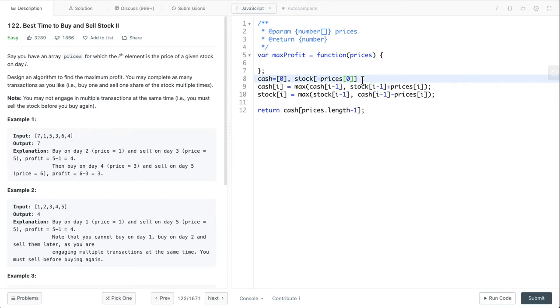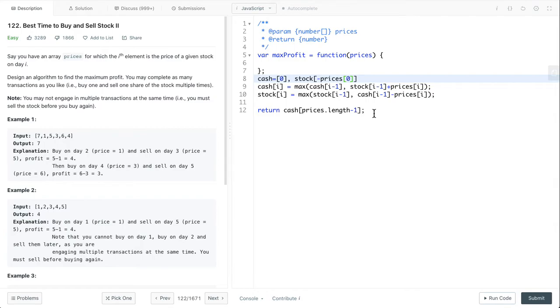Let's look at it again. We have the cash array and the stock array. The cash array refers to the profit if we hold cash from day 1 to the end. The stock array refers to the profit if we hold stock from day 1 to the end. And for any day i, we update the cash array and stock array individually, depending on the previous day's condition. And in the end, we return cash at length minus 1.